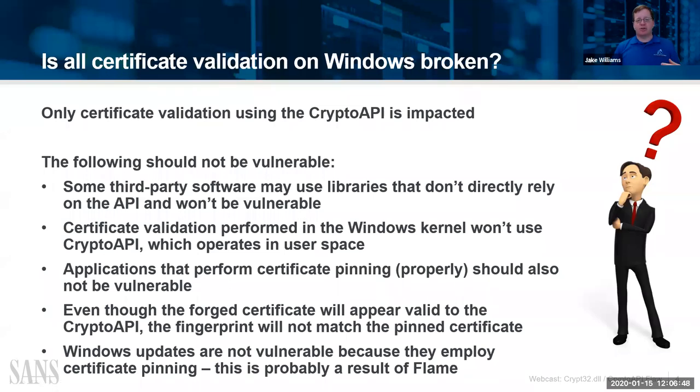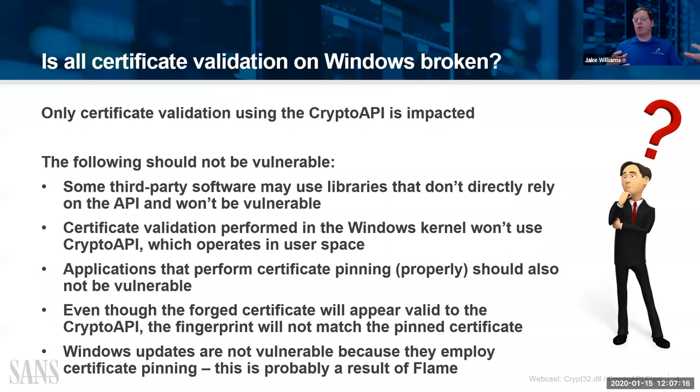The certificates that are used, providing the pinning is done properly, those should also not be vulnerable, right? Now, if you're not familiar with certificate pinning, this basically is where rather than saying any trusted certificate, you say only certificates with these fingerprints or these signatures, right? And I'll mention here that even though the forward certificate will appear to be valid through the CryptoAPI.